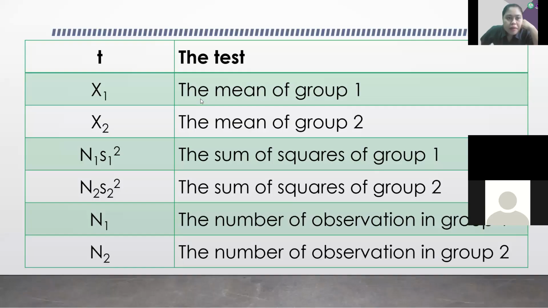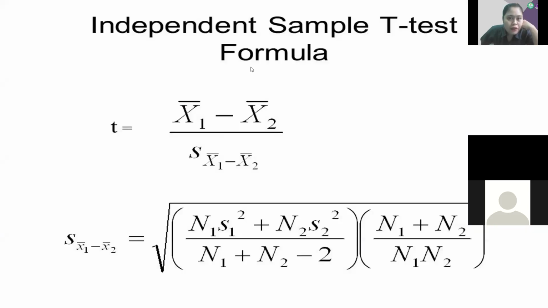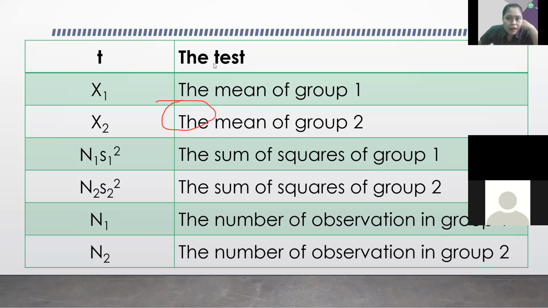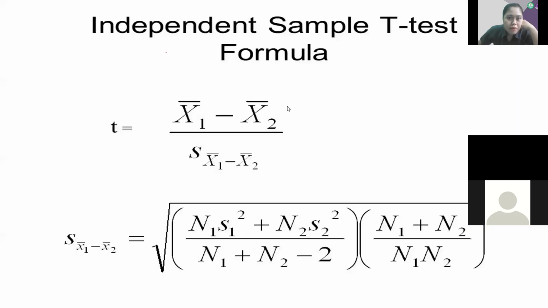yan ang ibig sabihin yung mga x and mga n dyan. X1 is referring to group 1, the mean of the group 1. Ito yan siya. This one. Okay. And then, the x2 is the mean of the group 2. So, pag mali na mo sa mean, mali na lahat. So, this is the x2 here. This is the mean of the group 2.